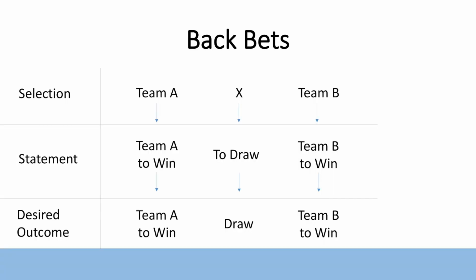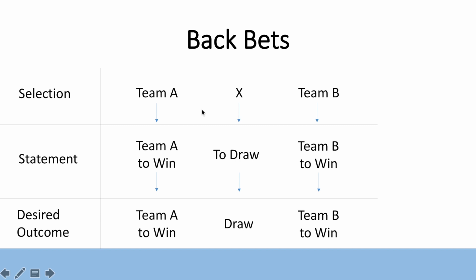Okay, so first of all, there are two different types of bets that you can make on a betting exchange. It's very important that you know what these are, so I'm going to go through these quickly now before we move on any further. The first type of bet is a back bet, and this can be broken down into three stages. The first is the selection stage. This is where you choose what you want to bet on. So we can choose Team A, X, or Team B, for example.